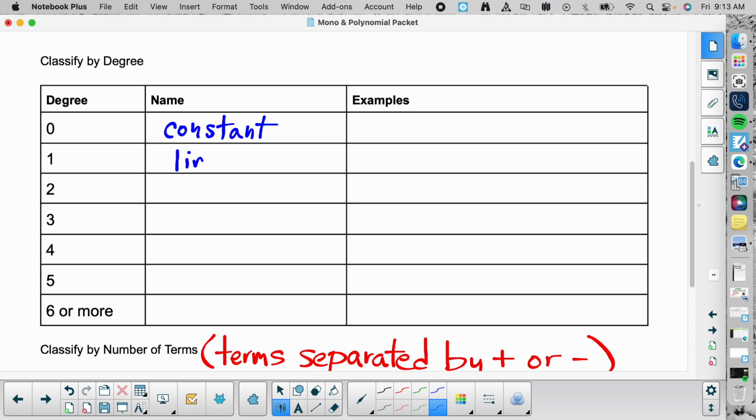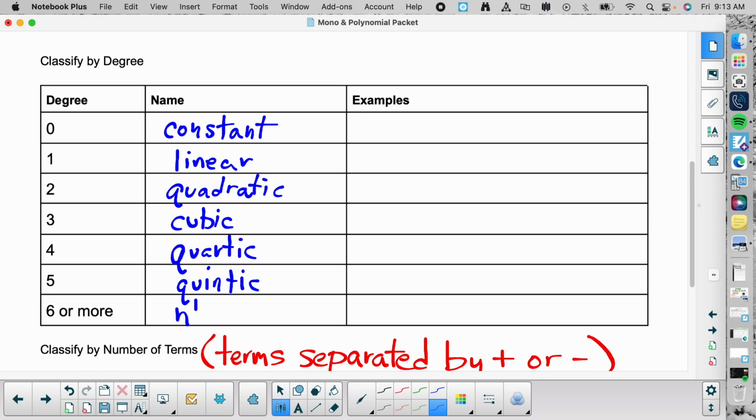Linear, quadratic, cubic. Cubic is the only one of these that actually sort of makes sense because cubic is a word for 3. Fourth power is called quartic, quintic, and then 6 or more, they call it the nth degree, with the n being a number.